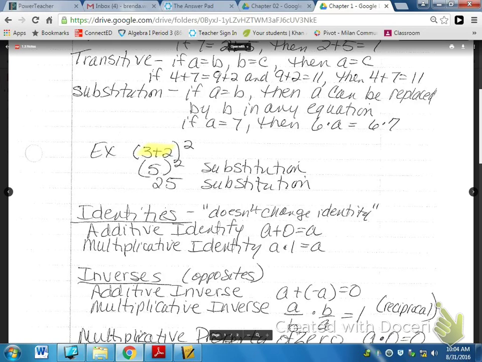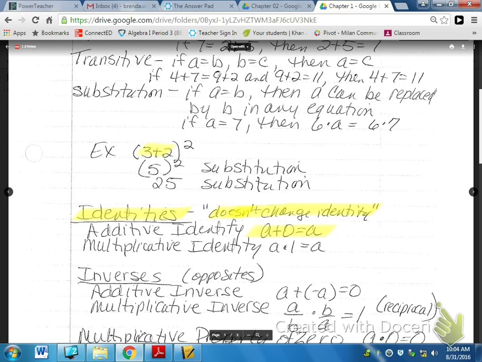Okay, some other properties: the identities. There's an identity for addition and an identity for multiplication. Basically, an identity doesn't change a number's identity. So for addition, it's called the additive identity. When you add 0, that doesn't change the value. A plus 0 equals A. That's called the additive identity.